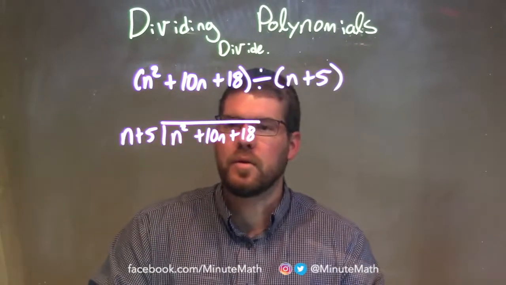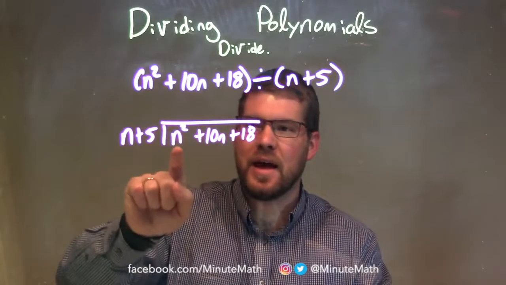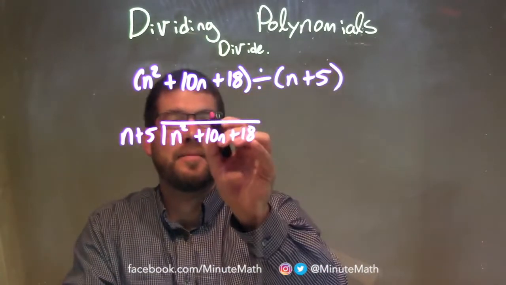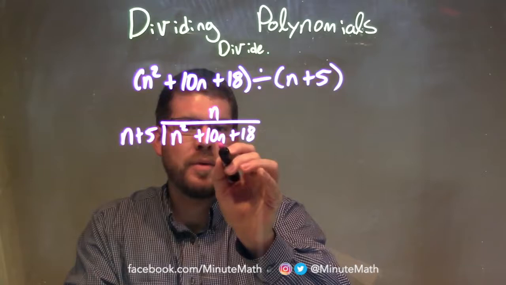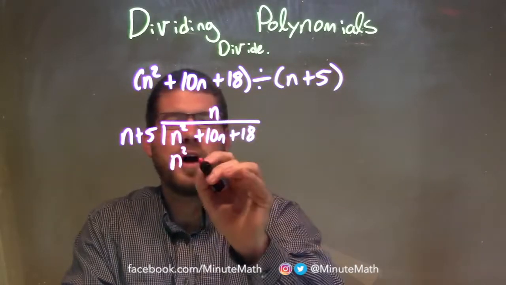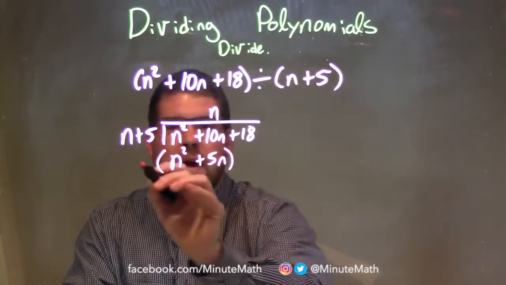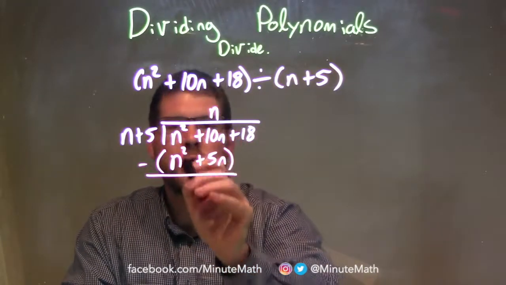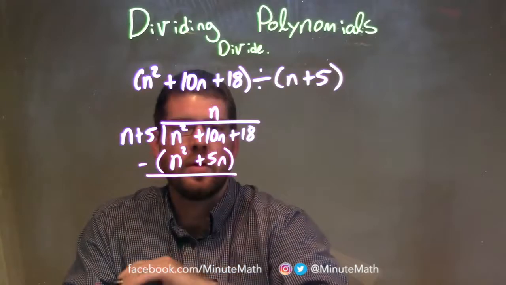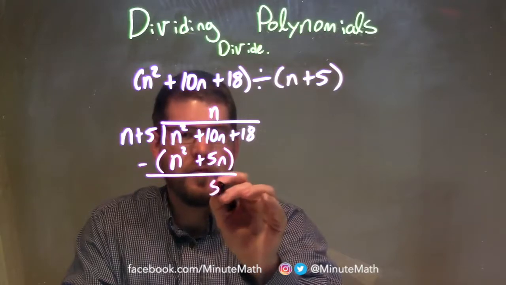Okay, so we say, how many times, or what times n gives me this n squared right here? And that's just n, right? So I'm going to put n over the n's place right there. So n times n gives me my n squared, and n times 5 is a 5n, multiplied to both parts. We then have to subtract these, okay? n squared minus n squared is just 0, great. And 10n minus 5n is just 5n.